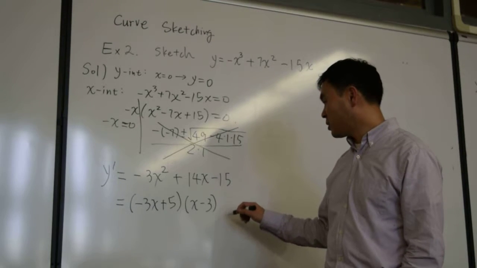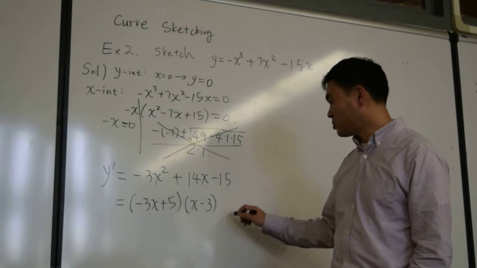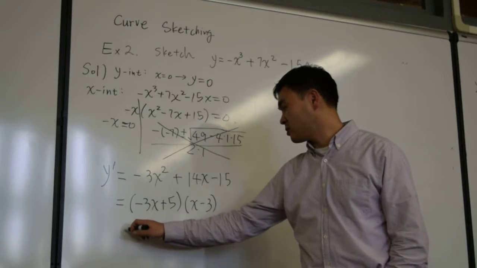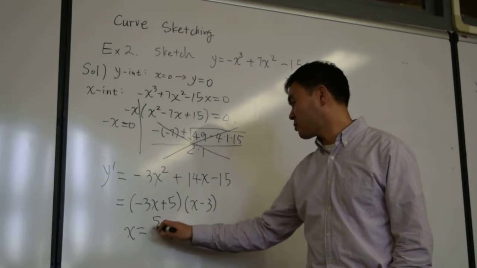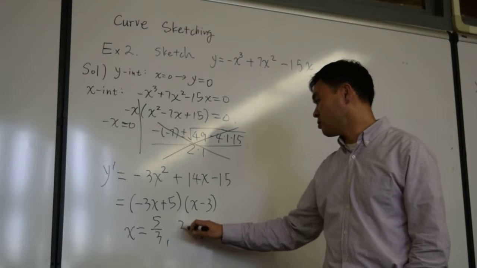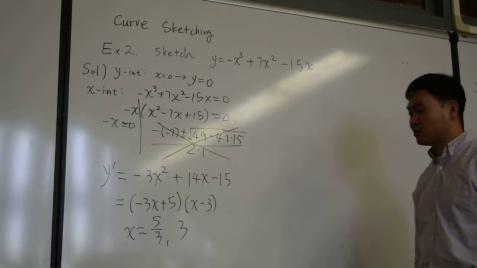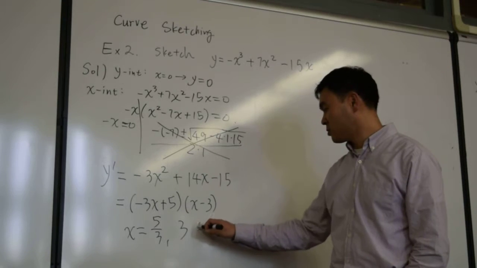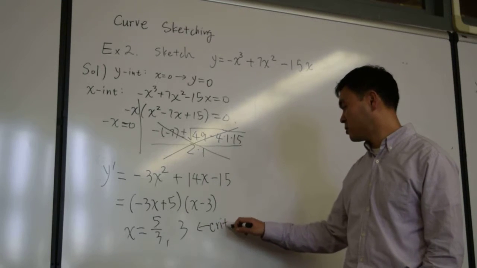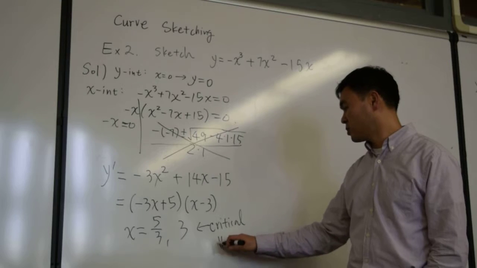Therefore, if you ask when this is equal to 0, it's going to be 0 at x equals 5 over 3 and 3. These are the places where y prime is equal to 0. These are critical numbers.